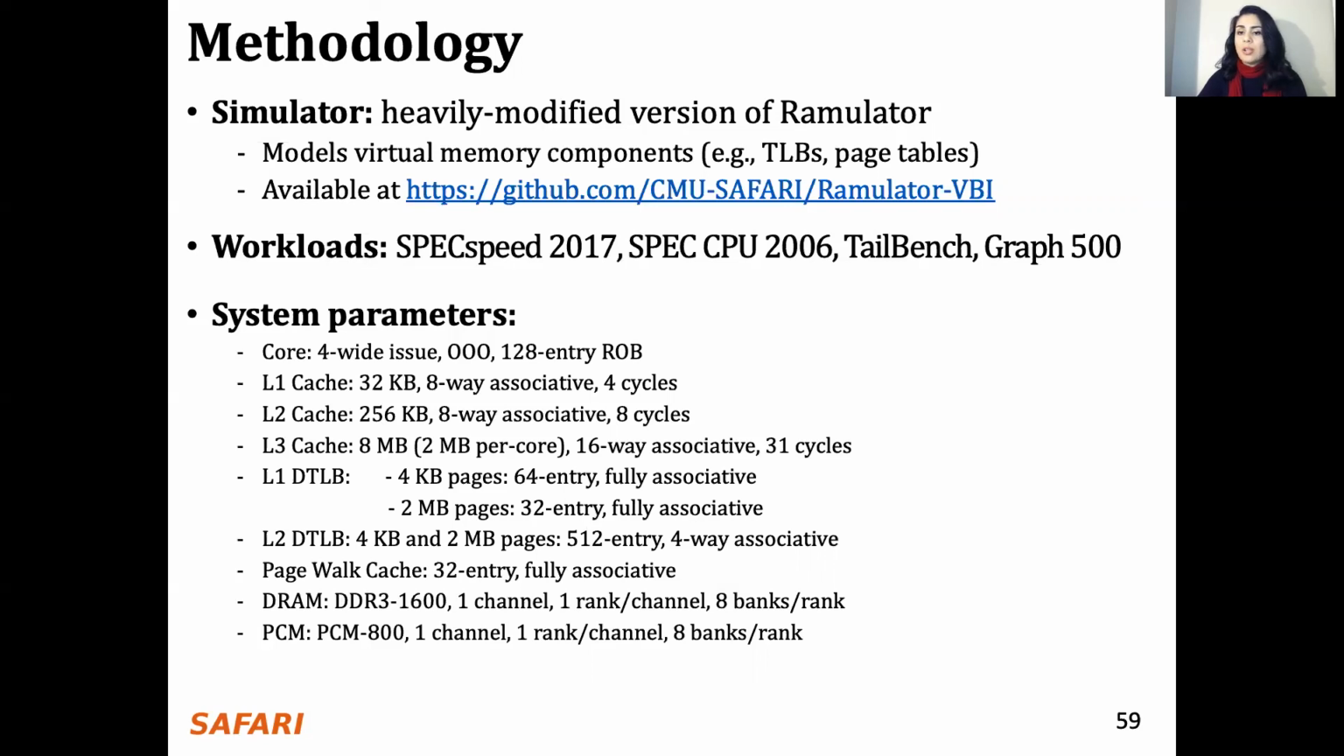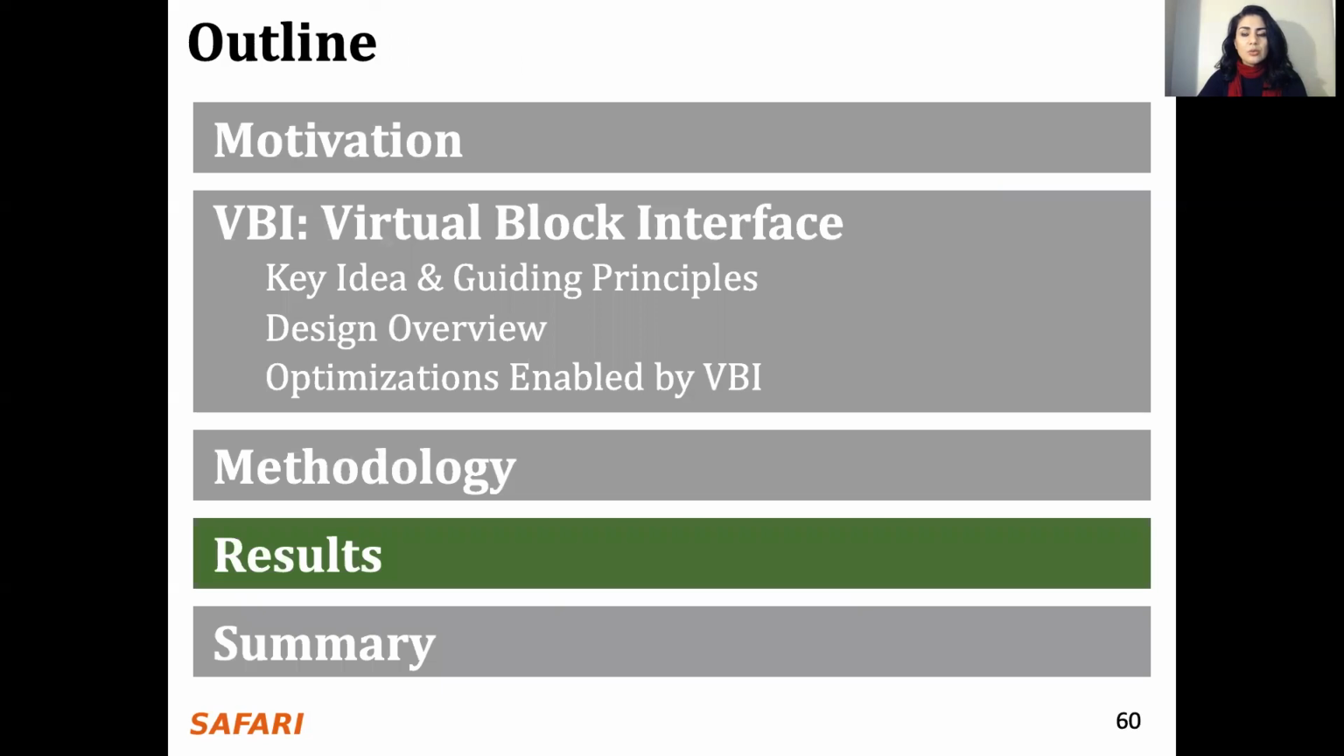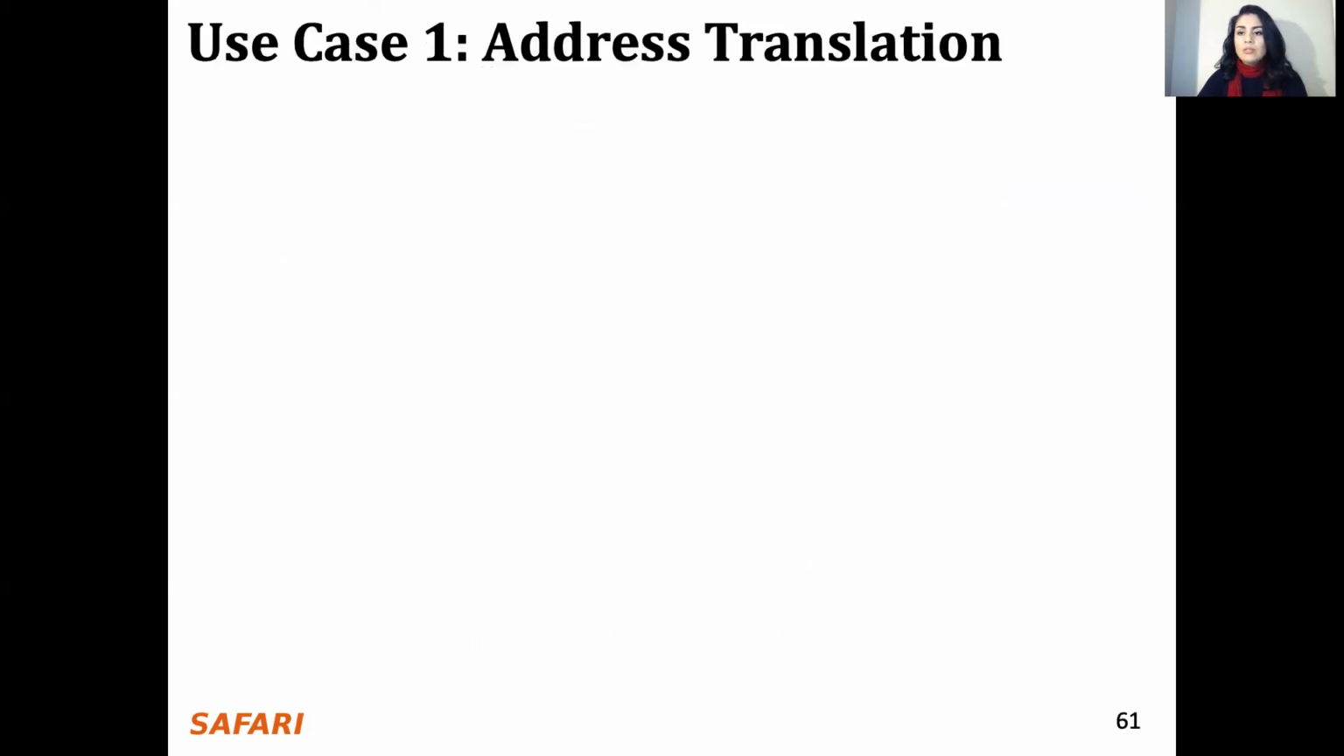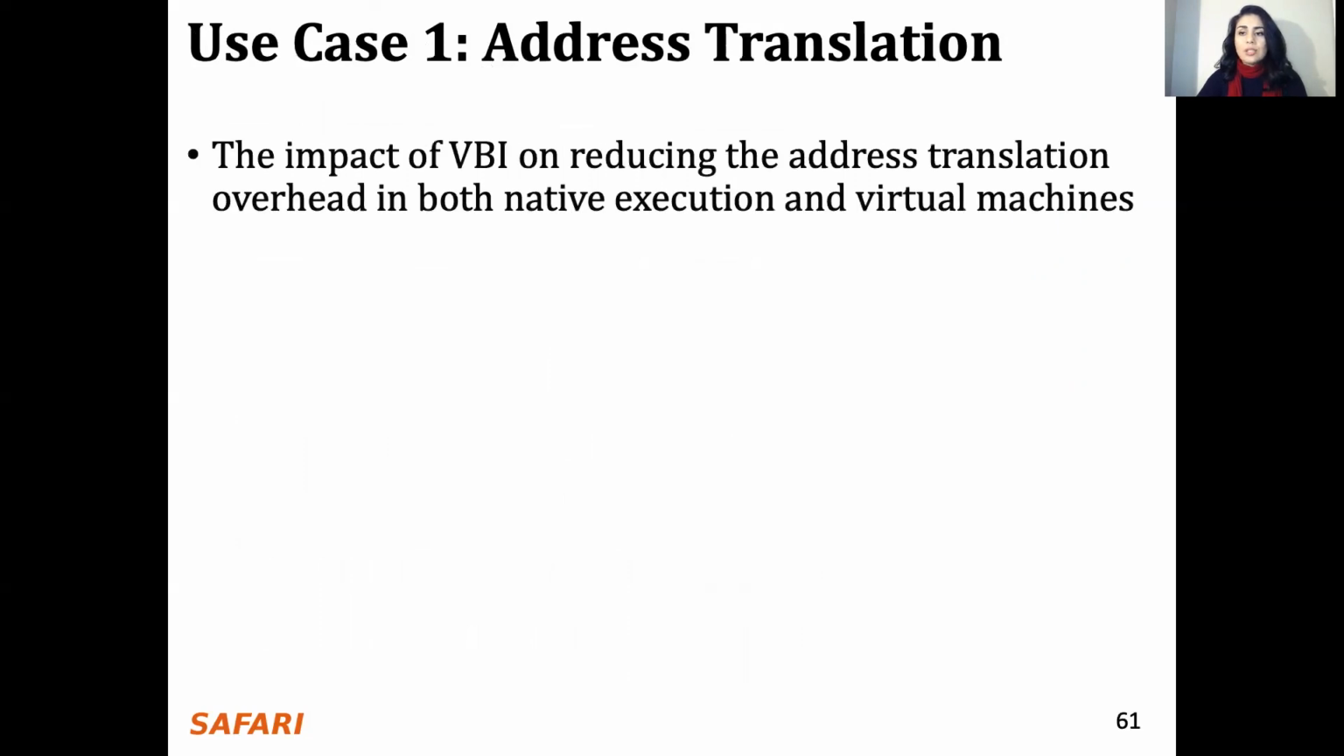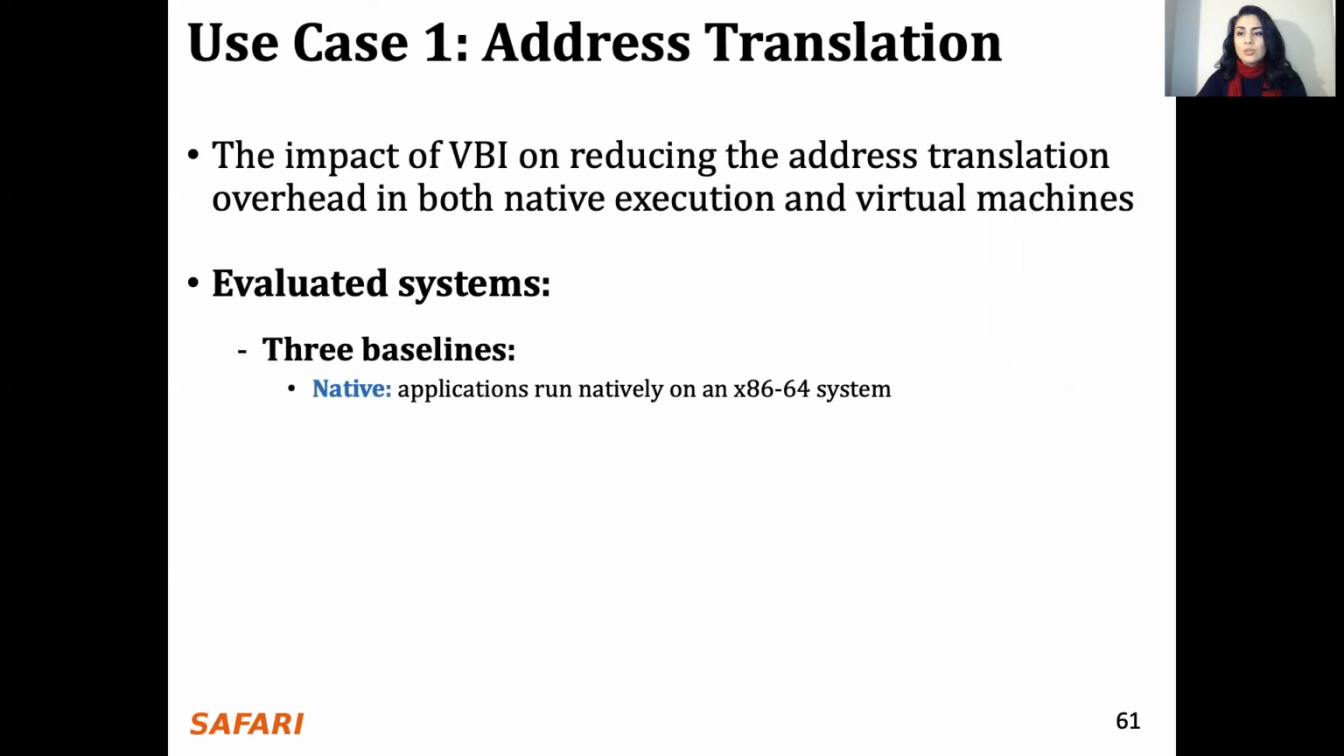And here is a summary of the main parameters for our simulations. I will now present our results. We evaluate VBI for two important use cases. In the first use case, we evaluate the impact of VBI on reducing the address translation overhead in both native execution and virtual machines. Here, I present results for 3 baselines and 1 VBI configuration.